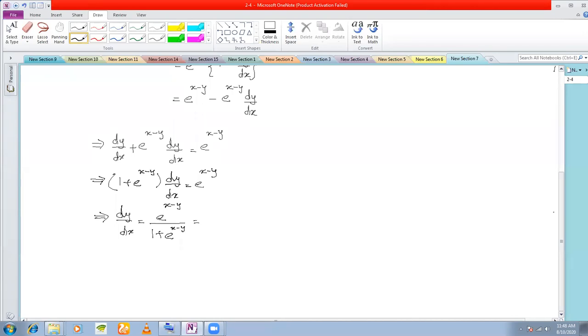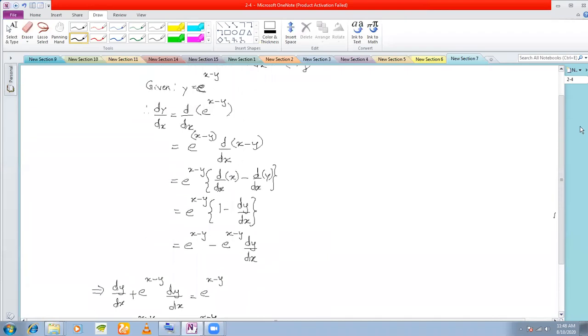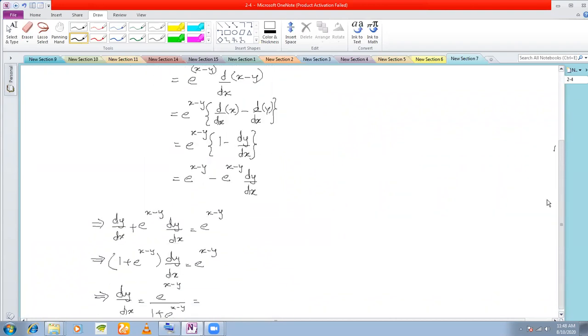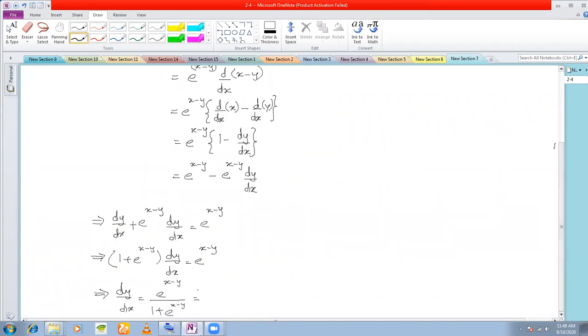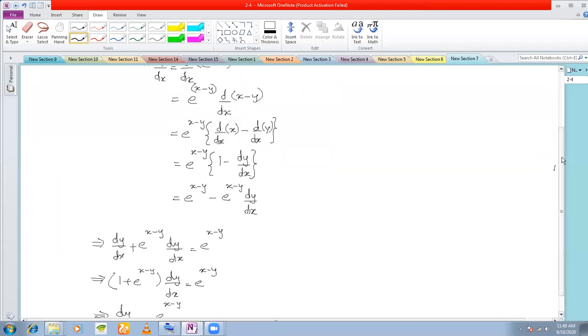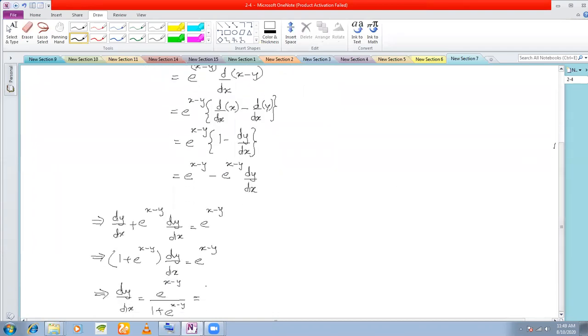Now see what you have to prove here. You have to prove that dy/dx is equal to y by 1 plus y. And what have we got here? dy/dx is equal to e to the power of x minus y by 1 plus e to the power of x minus y. What do you see? What is e to the power of x minus y? e to the power of x minus y is y. So you put the value here: y divided by 1 plus y, which is proved.